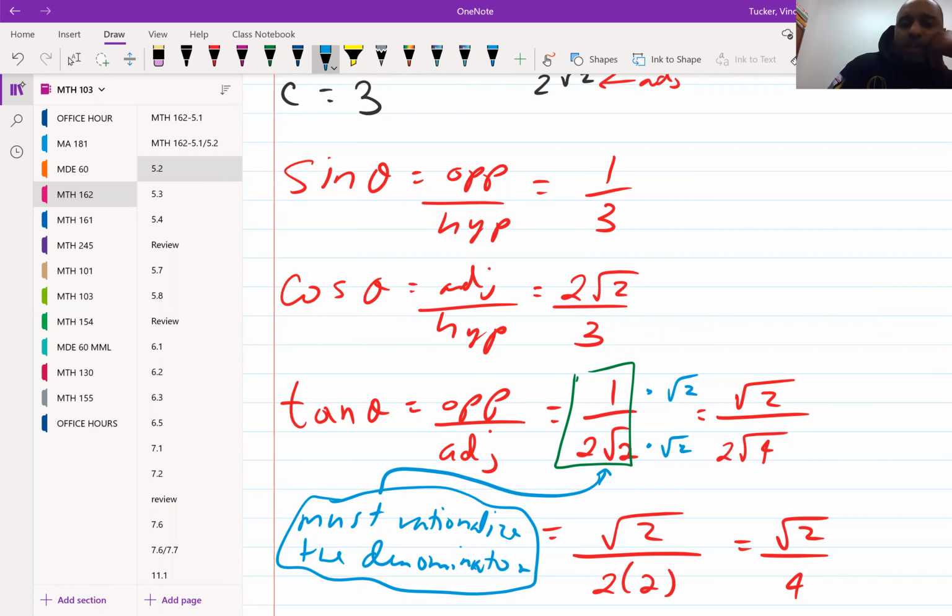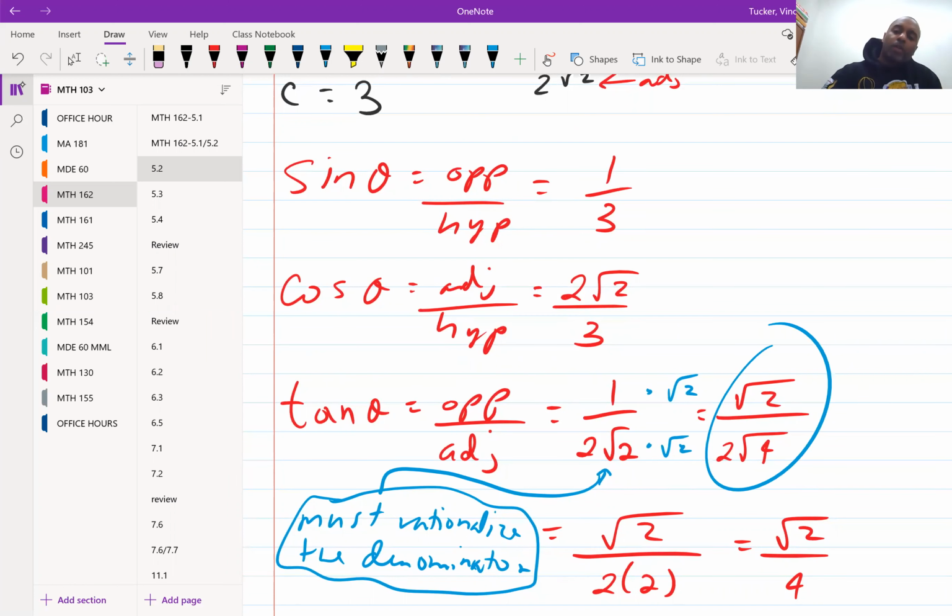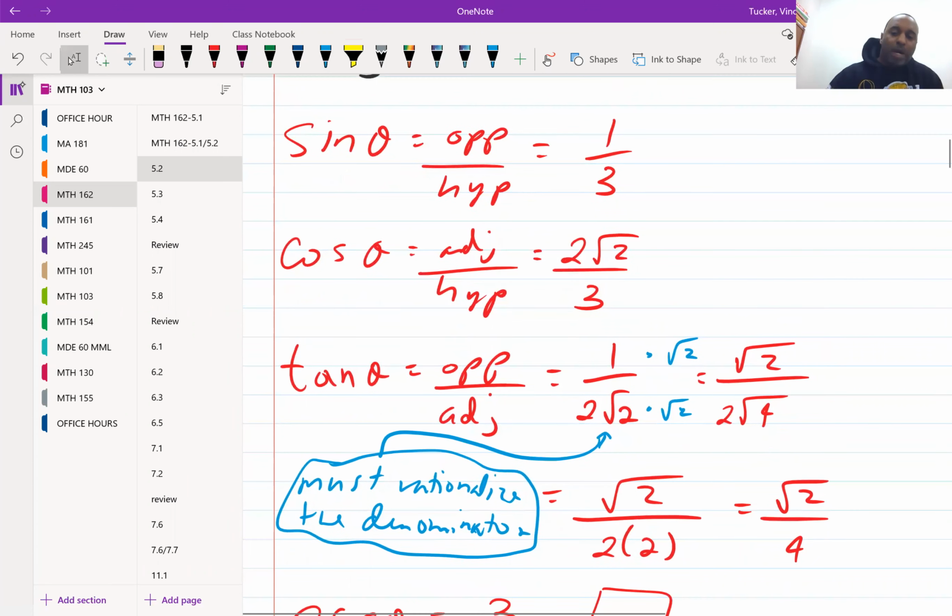All right, so we need to rationalize our denominator. We see that opposite over adjacent is 1 over 2 square root of 2. To rationalize the denominator, you want to get rid of the radical in your denominator. So you multiply by the square root of 2. Square root of 2 times square root of 2 is square root of 4. That's what we did right here. But remember, whatever you do to the bottom, you have to do to the top as well. You can't just multiply the bottom by the square root of 2 and not do that to the numerator. So that gives us square root of 2 over 2 square root of 4. Square root of 4 is 2, so on the bottom we have 2 times 2. That gives us a final answer of square root of 2 over 4.